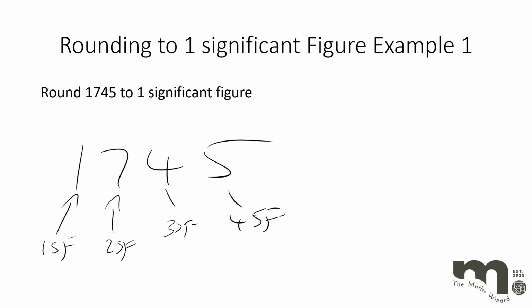Okay, so just as an example, if you've got 1045, that's your first significant figure. That 0 will still be significant even though it's a 0. So just bear that in mind as well.